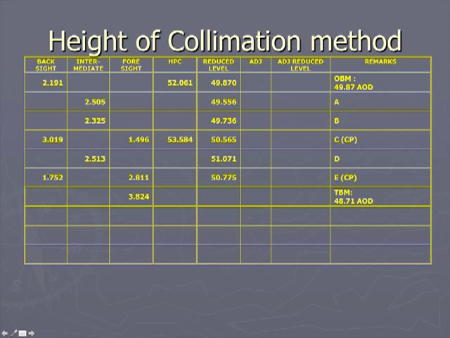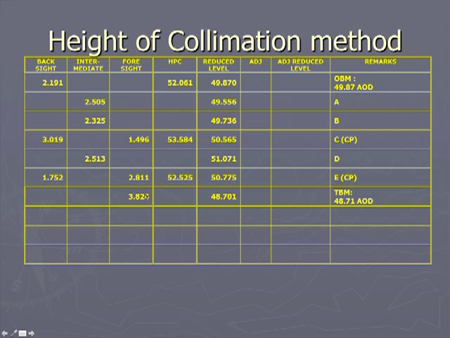And then if we need to get the height of plane of collimation for this position of the instrument, we add the backsight 1.752 to the reduced level of point E, 50.775, and we get 52.525. And finally, we don't have any other intermediate sights for this instrument position. We just have another sight, and that's the last one, and therefore it's a foresight. Therefore, to get the reduced level of the last position, we subtract the foresight 3.824 from the height of plane of collimation, and we get 48.701.